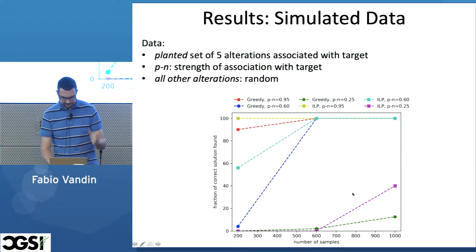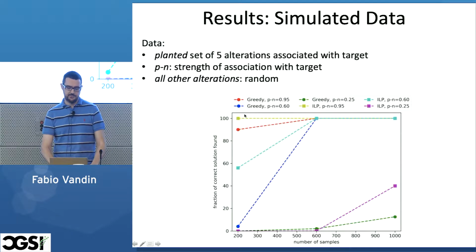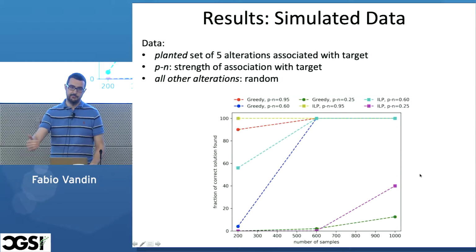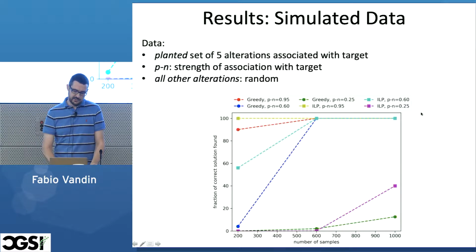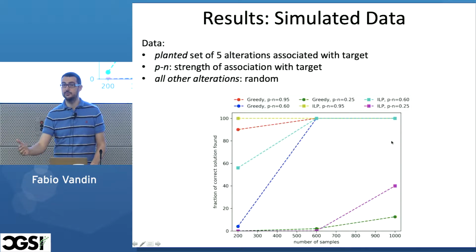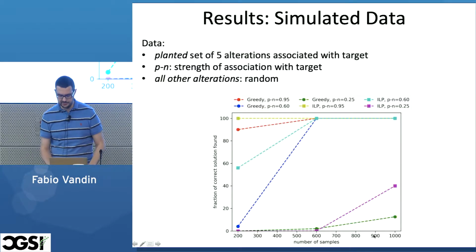As we can see, when the number of samples is fairly low, around 200, we can identify the set associated with the target only when there is a strong association between the set of genes and the target. But when the number of samples increases, both the greedy and the ILP improve in their performance. In particular, the ILP does a very good job in identifying the true set, the set we are looking for, when the number of samples is around, let's say, 1,000.